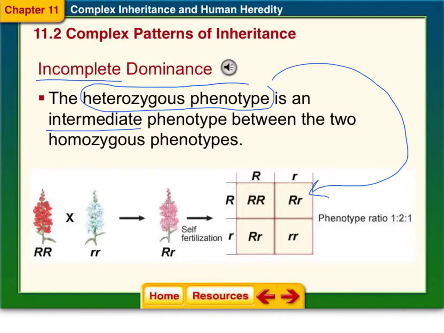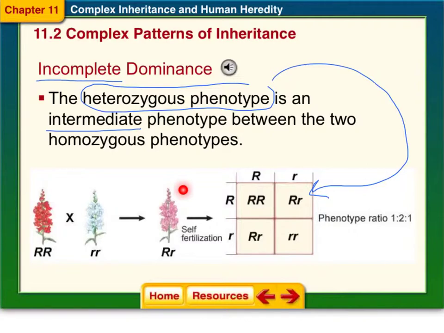So if you think of mixing paints, if you take red flowers and you take white flowers, you mix them together, if we're thinking about like maybe frosting or something like that, you would end up with pink. So this is a little bit different than normal inheritance.